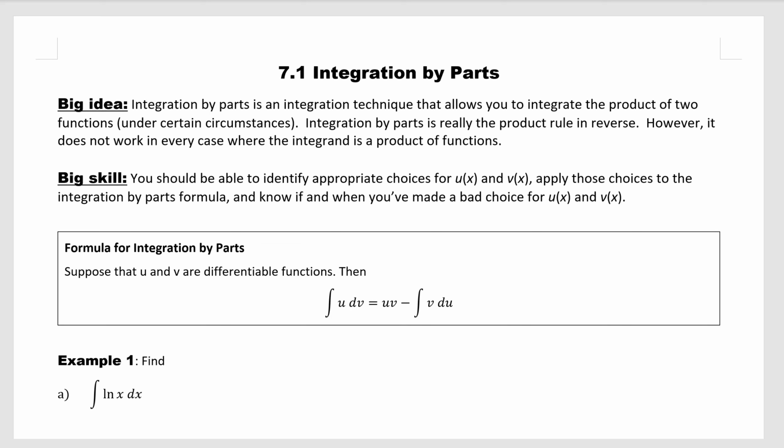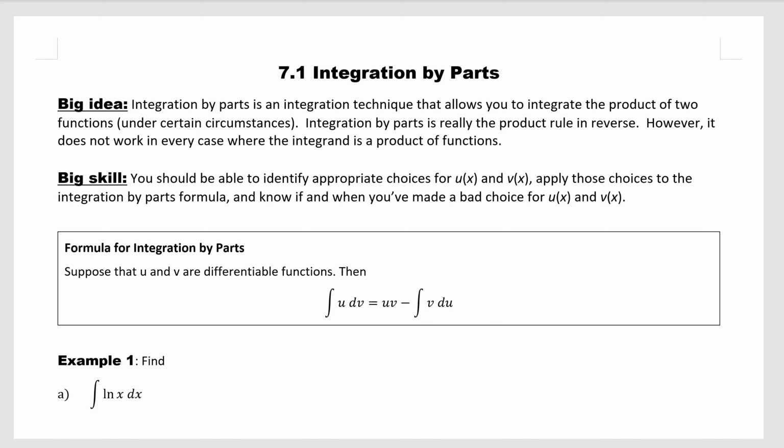Hi everyone. Today let's talk about chapter 7. Chapter 7 is about integration techniques. So we're going to learn more integration techniques to help us solve more kinds of integrals. But however, remember, we are not able to solve most of the integrals, the integrals of most of the functions.